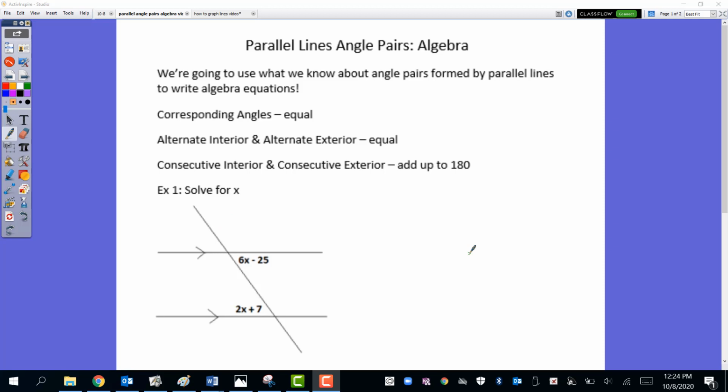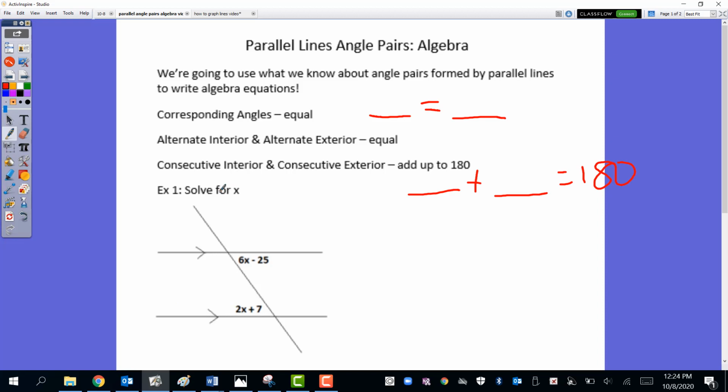So we're going to do kind of the same process. You're going to identify what angle pairs they are. And then if they're equal, the equation should be blank equals blank. And if they're adding up to 180, we know that means it should be blank plus blank equals 180. Okay? So here we go.